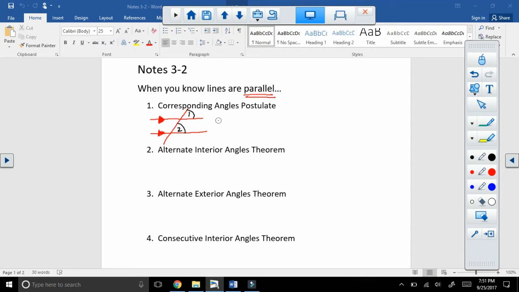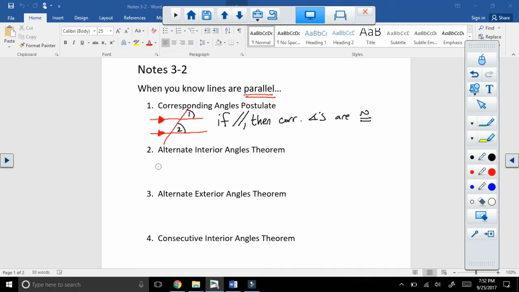Here's how I'd like you to write that. I'm going to have you write that if the lines are parallel, and you can abbreviate that with just the symbol for parallel. So if you have parallel lines, then corresponding angles are congruent.